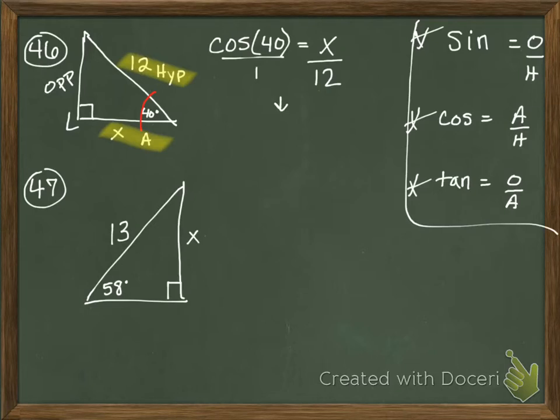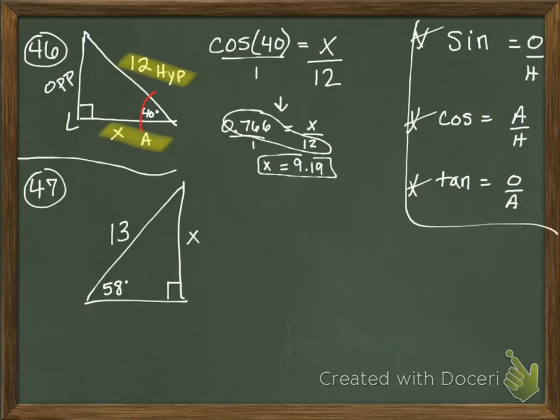All right, we get 0.766 equals X over 12. And now all I have to do, guys, is just cross multiply. So I take my 0.766 times 12, and I get that X is equal to 9.19. Okay, so that would be one example.